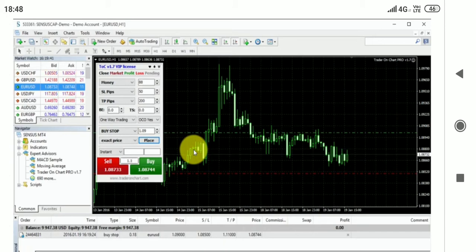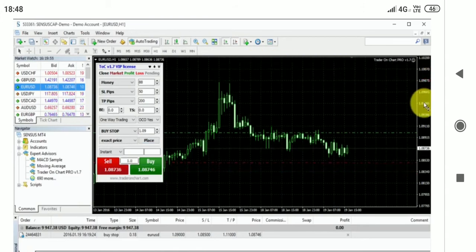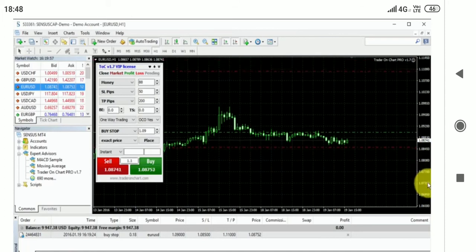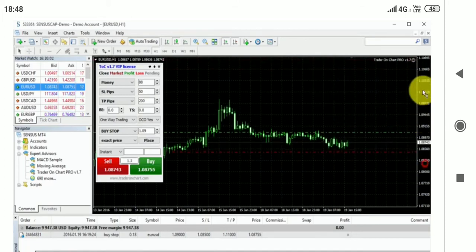But obviously, in case it hits take profit, you would make 4 times that, because my take profit is 4 times bigger. My take profit line is not visible. I will have to lower the scale like this. Yeah, here's my take profit.